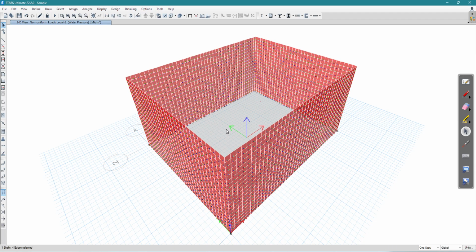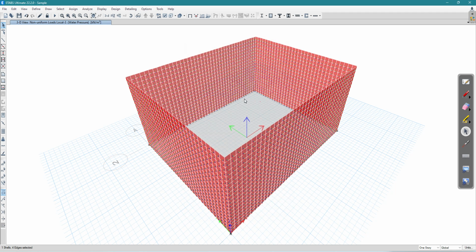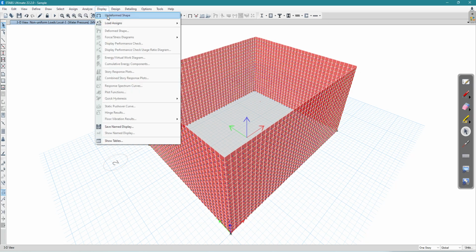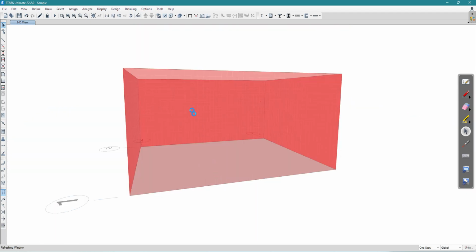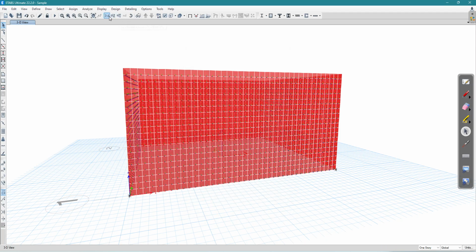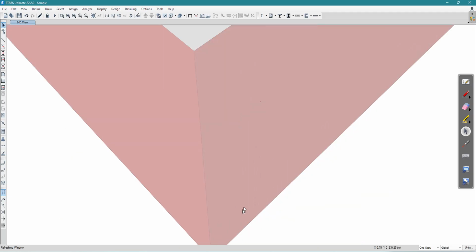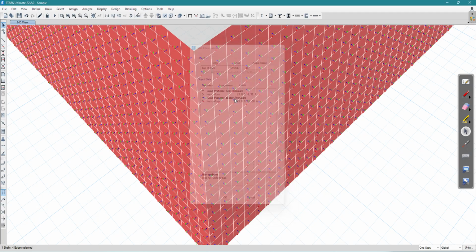You once again click on this slab. See here, now it is correct. Load pattern, it is water pressure. You have only 50 kilonewton per meter square along the gravity direction. Gravity means in a downward direction. So go to 3D. See here, water pressure. If you select any of these elements, you have soil pressure plus water pressure. Okay, it is correct.